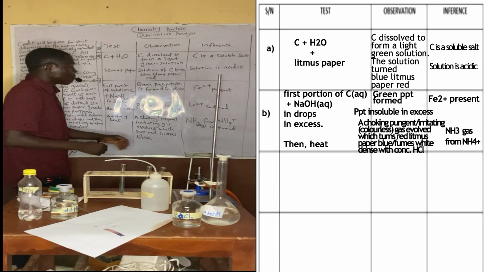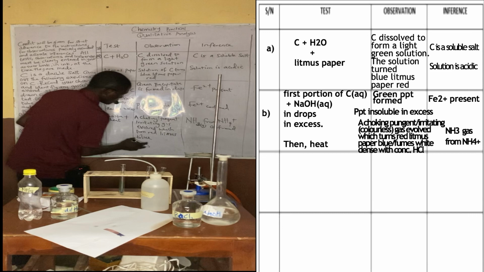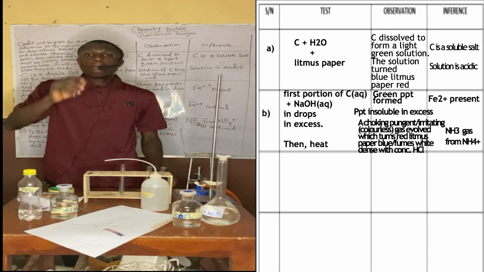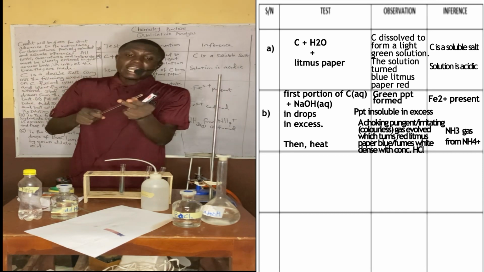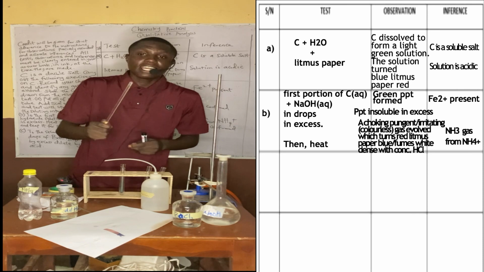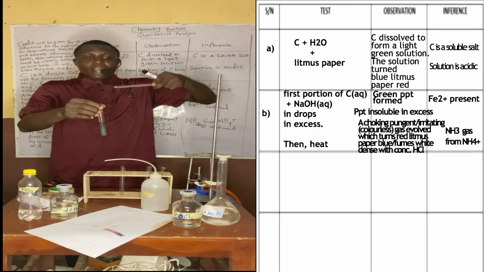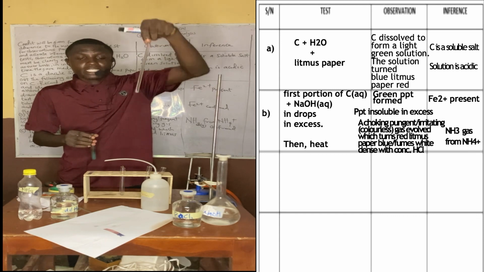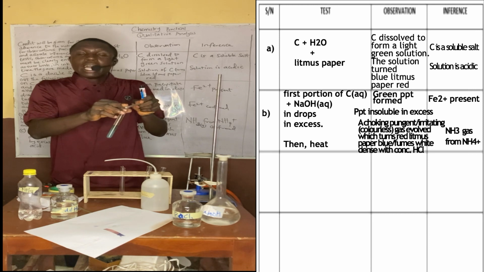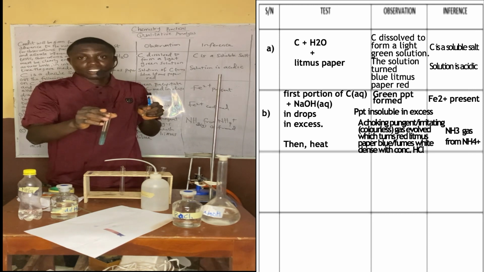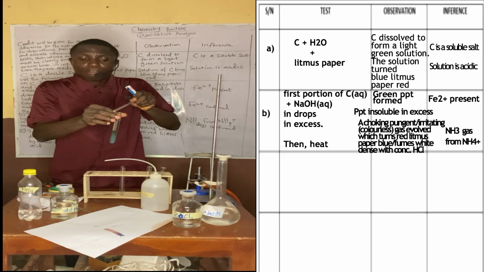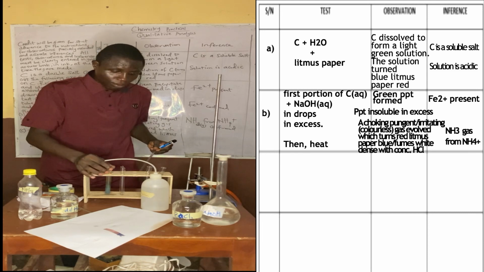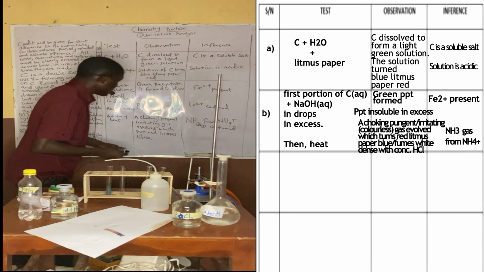Now, if you want to confirm this gas, it will form white fumes when a glass rod which has been dipped in concentrated HCl is passed across it. If this glass rod is dipped in concentrated HCl and you place it on this, there will be a white dense formation, which confirms the gas called ammonia.